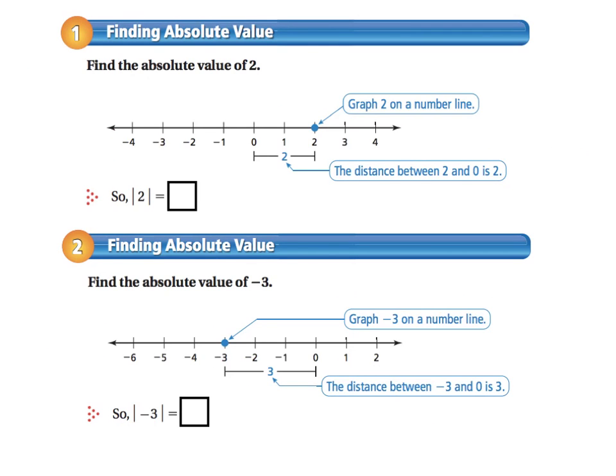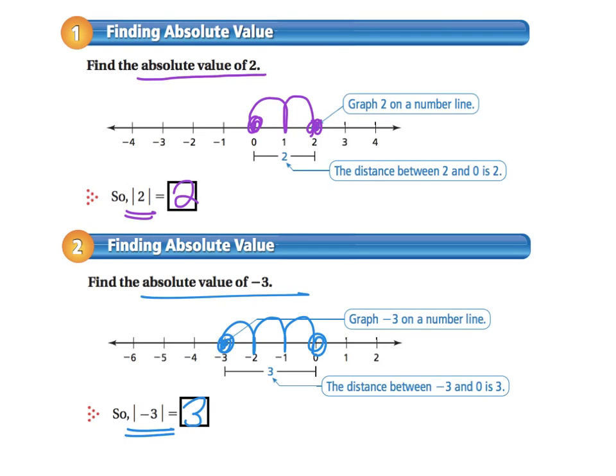Here we have a couple examples to think about. We have to find the absolute value of 2. Here's how it's written in those straight lines. So if we have 0, we have 2. Think about how many hops. 1, 2. 2 hops. Notice our answer is positive because it's always positive. In the next example, we have the absolute value of -3. So -3 in those straight lines. Here's -3, here's 0. 1, 2, 3. 3 is our answer. It's 3 hops from 0. Notice our answers are positive.